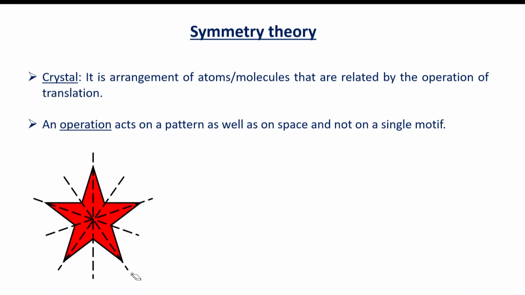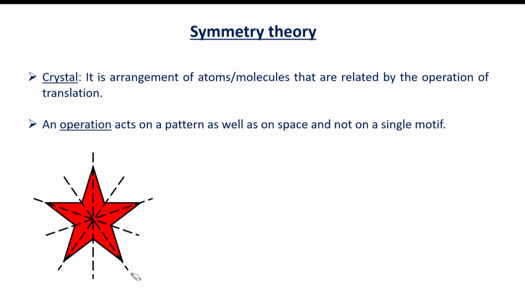So, the implication of the presence of a symmetry operation is that a symmetry operation will map a pattern in congruence with itself. So, if I say that reflection is a symmetry operation with the help of a symmetry element, that is the mirror plane, it will map one half of the star on the other half of the star exactly into congruence with itself. So, you can have 5 mirror planes in this case.